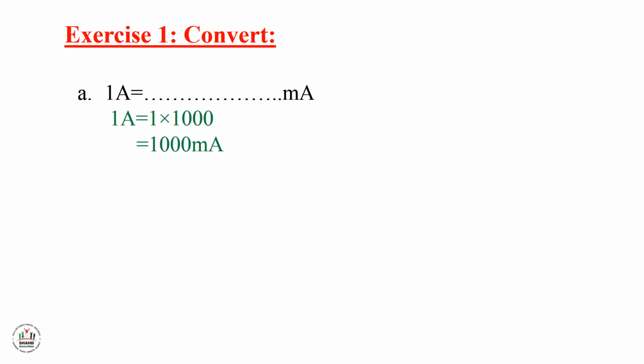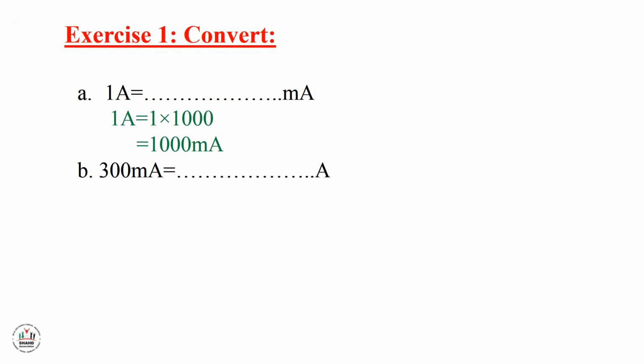Let's do a small exercise on how we can convert from amperes to milliamperes and vice versa. The first one, 1 ampere to milliampere. From ampere to milliampere, we have to multiply by 1000. So 1 times 1000 is 1000 milliamperes.